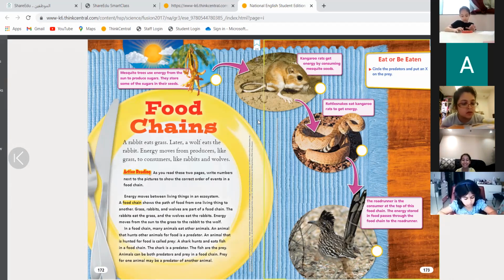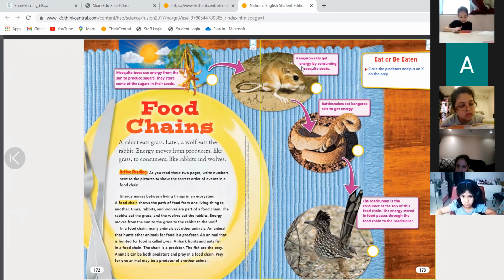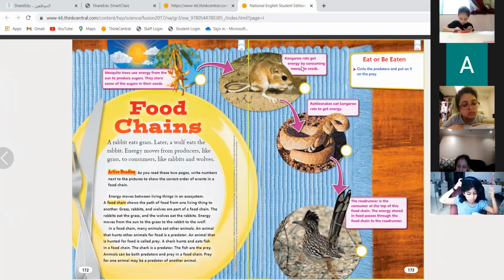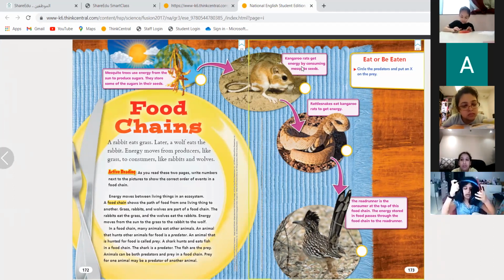You can see more information by checking it out. All right, girls, also what I want from you is to circle the predator, okay, and put an X on the prey. You know who's the predator?